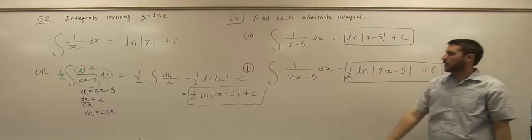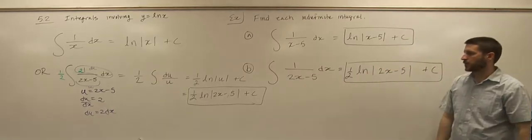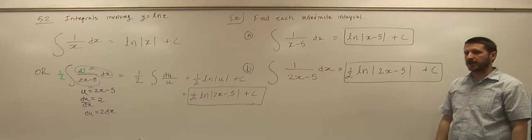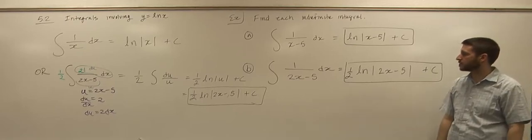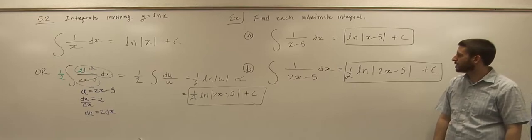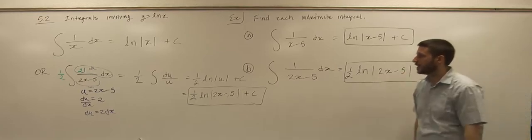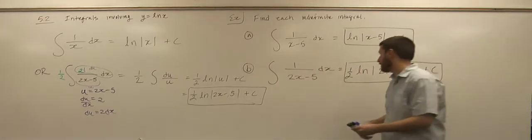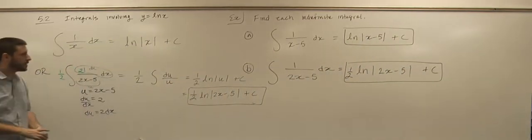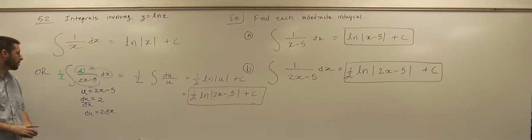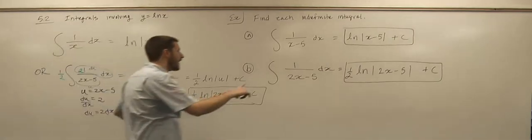So it's up to you which way you want to do it. I don't really care as long as you get the 1/2. If you forget the 1/2, it's wrong. Minus 1,000. But if you have the 1/2, then you're right. And I don't care whether you do it by u substitution or by reverse chain rule. It's all the same to me. But be careful of that.